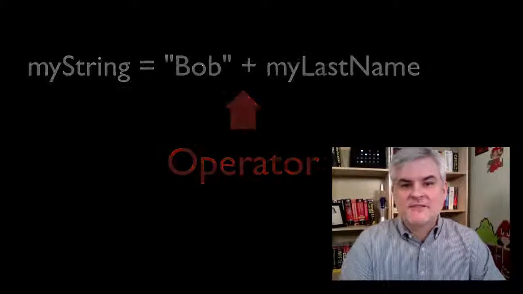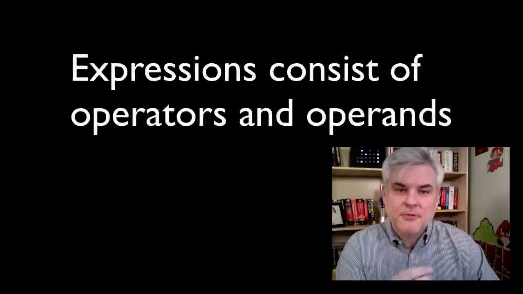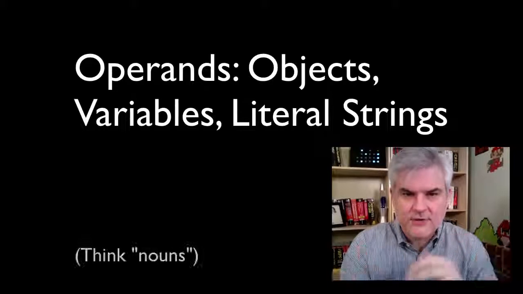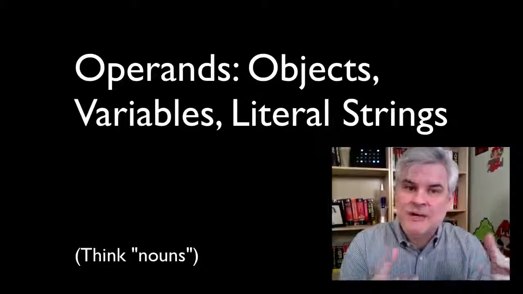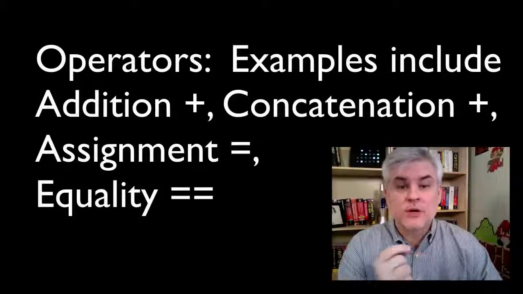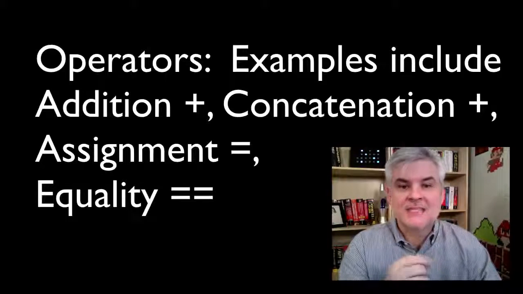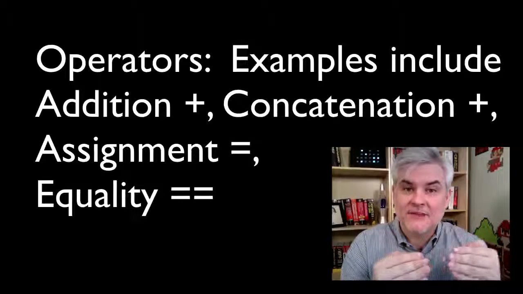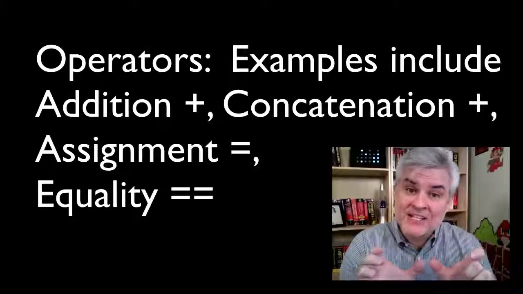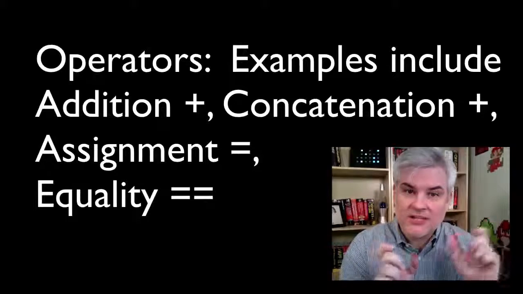But the expressions have two things in common. They consist of operators and operands. Operands are things like objects. For now, just think of classes like the Console class, or variables, or literal strings. Okay, I suppose you could call these the nouns within our complete sentence analogy. Operators are things like the plus operator, which when working with numeric data types indicates that you want to add the values together. The plus operator can also be used to concatenate strings together, like we saw in the example yesterday.